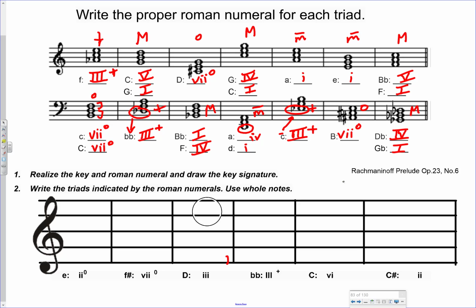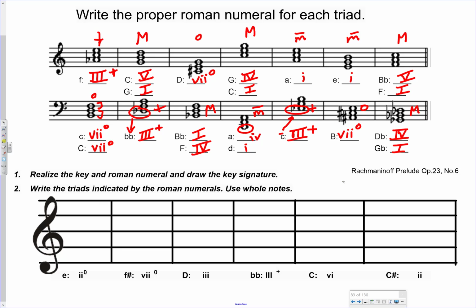Now let's explore another activity. Number 1, we need to realize the key and Roman numeral and draw the key signature. Number 2, we need to write the triads indicated by the Roman numerals using whole notes. Let's try number 1 together.